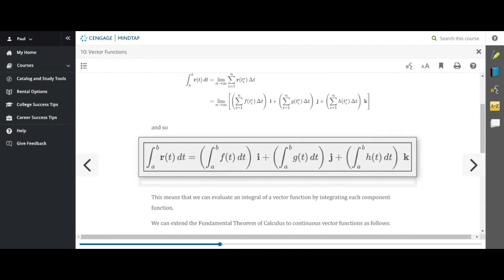Okay. And this is very helpful, because if you have an acceleration vector, like section 10.4 talks about acceleration vectors, well, if you want to get the velocity vector, you would integrate the acceleration vector to get the velocity vector, right? How many remember that the antiderivative of acceleration is velocity? Yeah, absolutely.